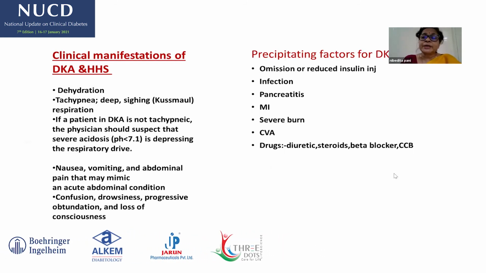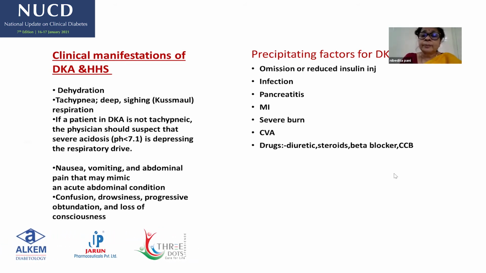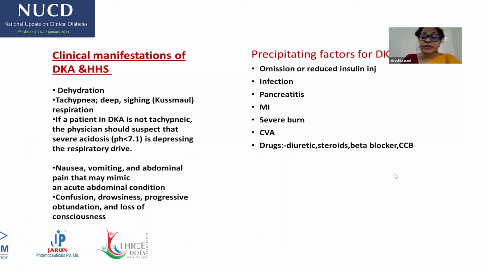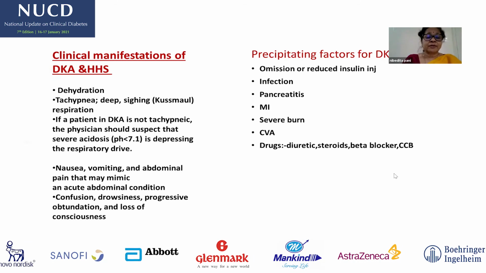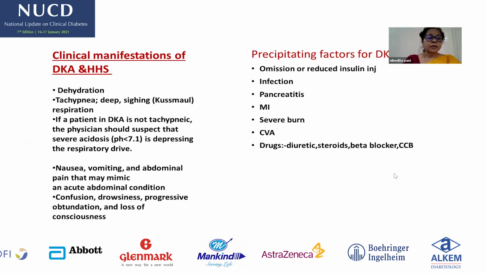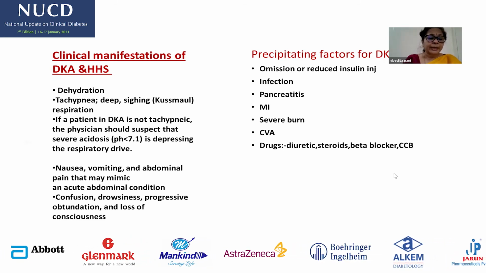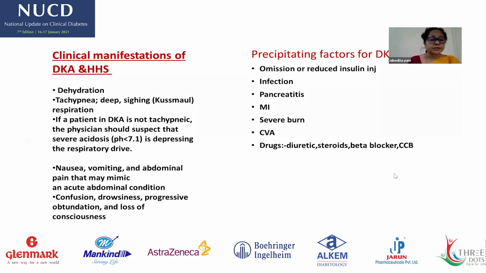So what are the precipitating factors for DKA and HHS? Either omission or reduced insulin dose, infection, pancreatitis, MI, severe burn, CVA, drugs like diuretics, steroids, beta blockers, and CCB. Clinically, how do you diagnose? Dehydration, tachypnea, deep sighing Kussmaul's respiration. If a patient with DKA is not tachypneic, the physician should suspect that severe acidosis, pH less than 7.1, is depressing the respiratory drive. You have to be very careful. Other symptoms are nausea, vomiting, abdominal pain, an acute abdominal condition, confusion, drowsiness, progressive obtundation, and loss of consciousness.